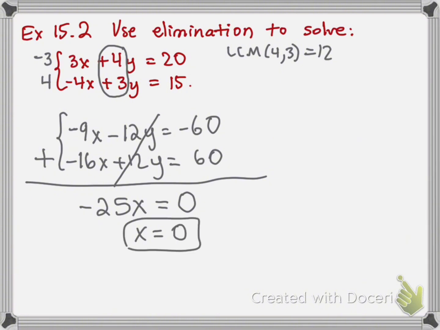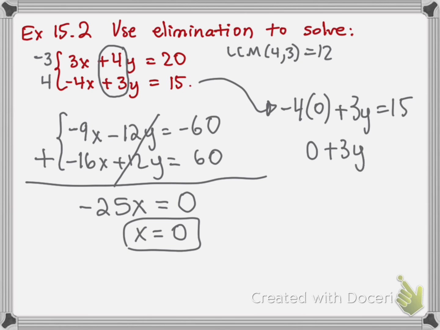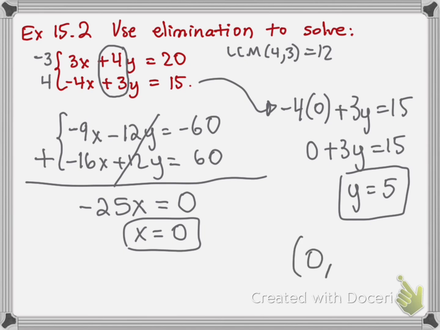Now I'm going to do the same, and I'm going to choose one of the ones on the top. Let's say I choose the one here, and I'm going to change the value of x to 0 to find the value of y. 4 times 0 is 0, and the 3y equals 15. So I pass the 3 to divide, and 15 divided by 3 is 5. So the answer is (0, 5).